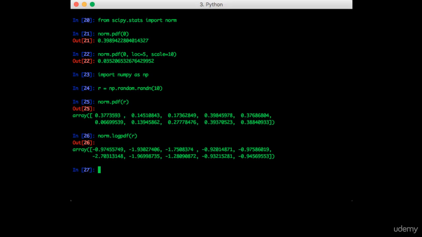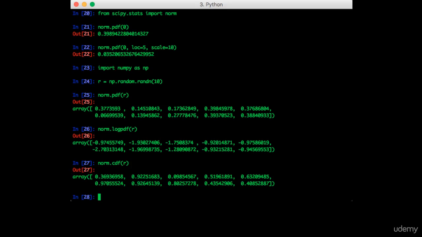The last thing to talk about here is the CDF, or cumulative distribution function. Recall that this is the integral of the PDF from negative infinity to x. Also recall that this integral is not actually solvable, so you can't find a mathematical expression for it. What you can do is compute it numerically, and of course SciPy gives us a function for that as well. So that's just norm.cdf of r. And of course there's also the log CDF.